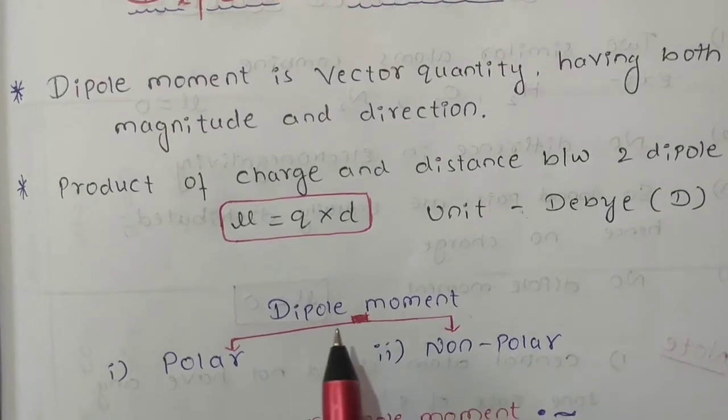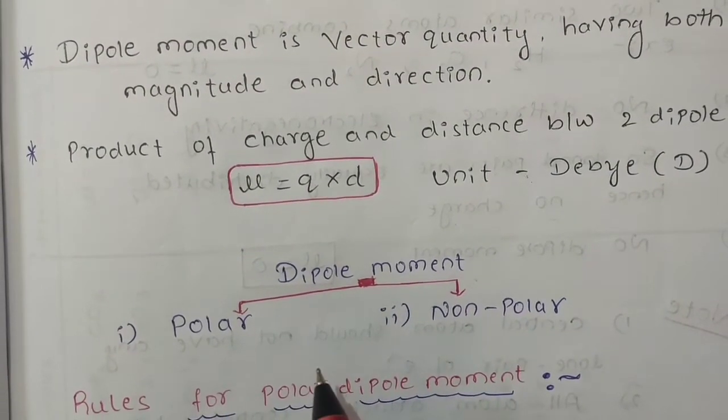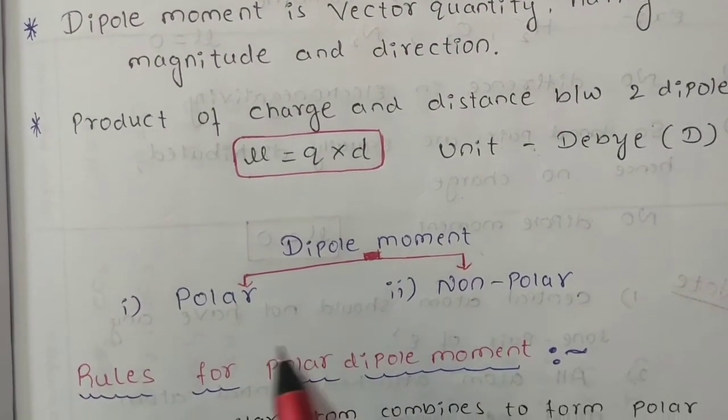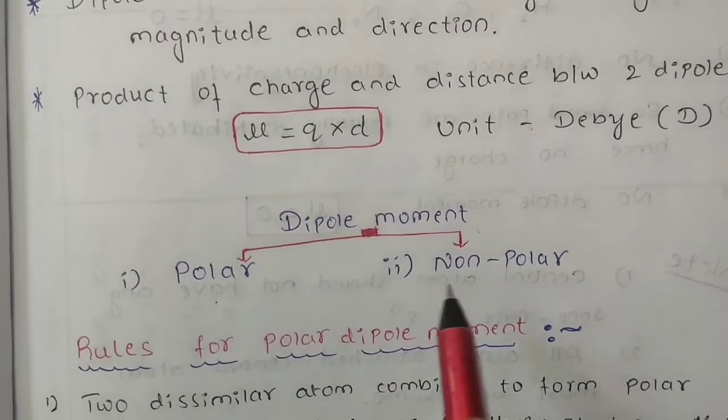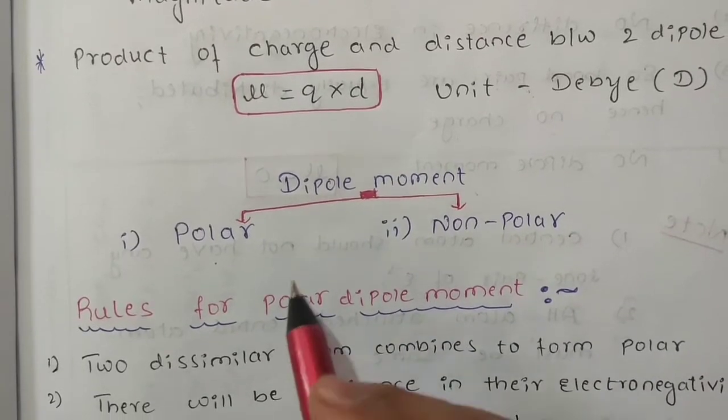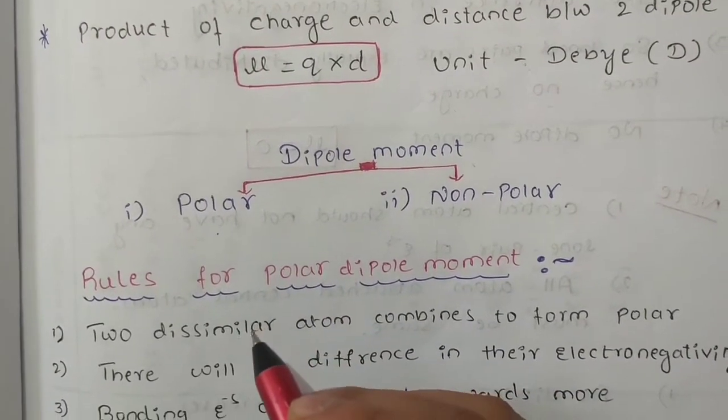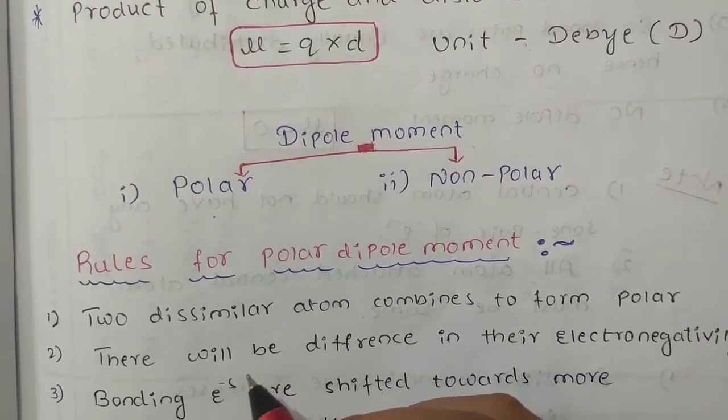So here two types will be there. When you are going to process the dipole moment of any given compound, there are two points you should remember: one is polar and the other is non-polar dipole moment. For that, some rules will be there, which I am going to explain here. So what are those rules?